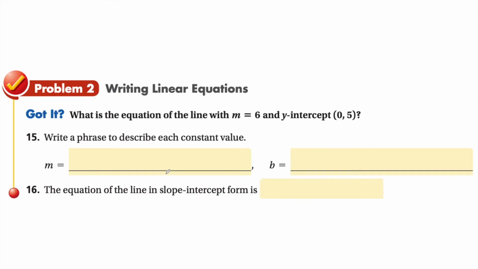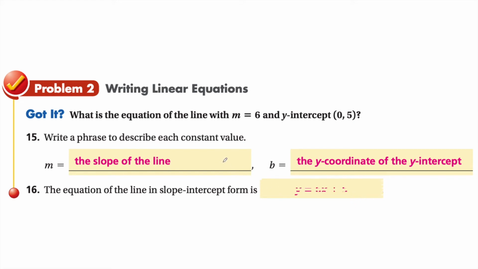Problem number 2, writing linear equations. What is the equation of a line with m equals 6 and y-intercept 0, 5? Well, let's write the phrase to describe each constant value. If m equals the slope of the line and b equals the y-intercept of the line, then the equation of the slope-intercept form must be y equals 6x plus 5.